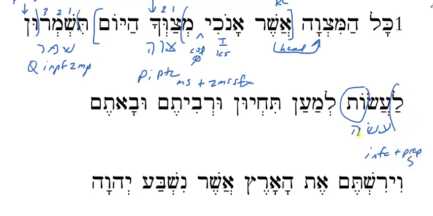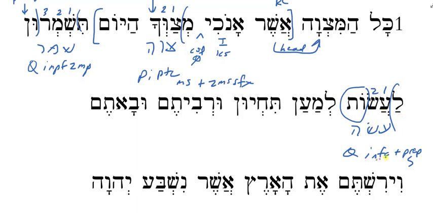But what stem is this infinitive construct from asa? Well, notice I have a vocal shava. It's a compound shava, but it would have been just a simple vocal shava had it not been for the guttural in root 1 position. So this is a Qal infinitive construct. Qal infinitive constructs usually have a vocal shava under root 1.